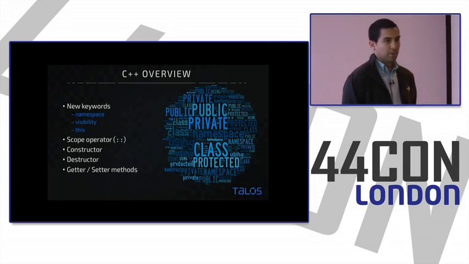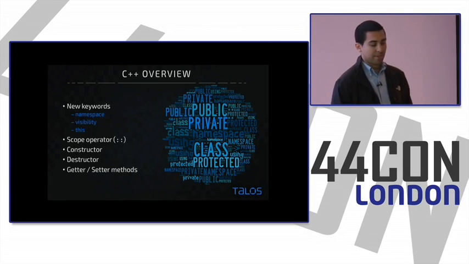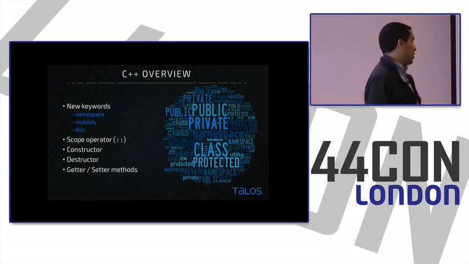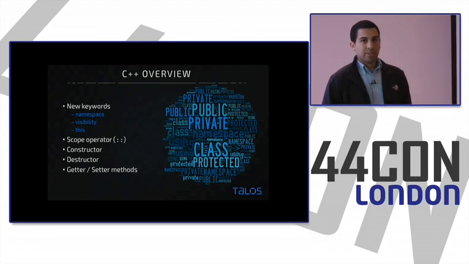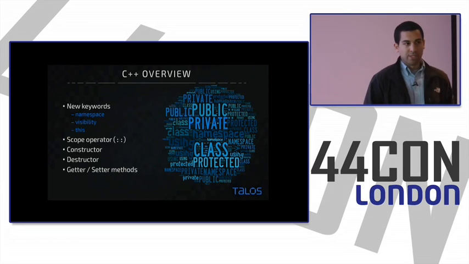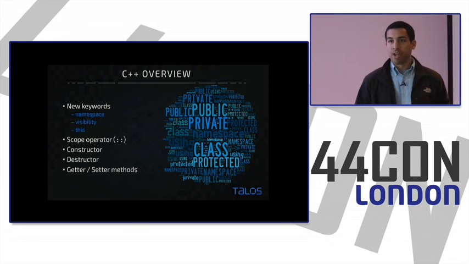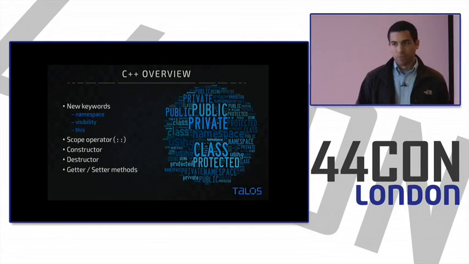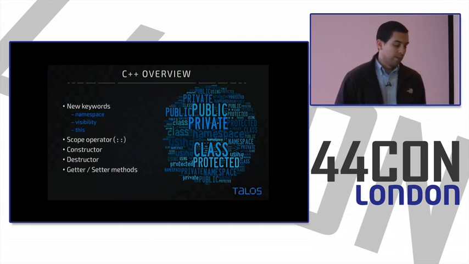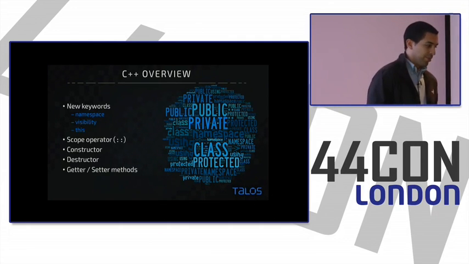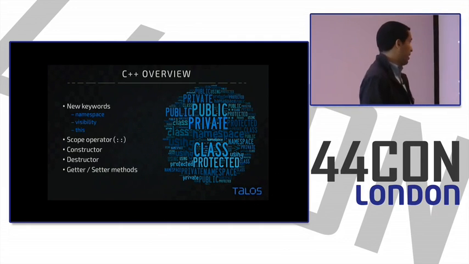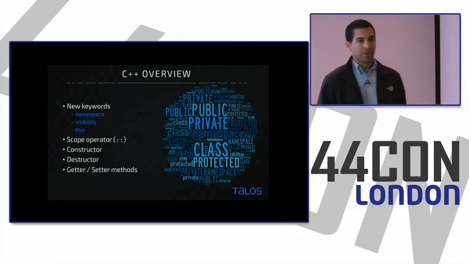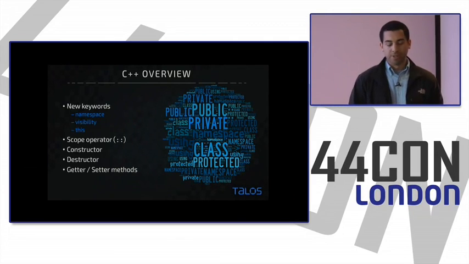We have a couple of new keywords. There are many new keywords, but the ones we're going to focus on are namespaces. We're going to focus on visibility issues, and those are private, public, protected, and also the this keyword. When programming, we have the scope operator. We also have constructors and destructors, and getter and setter methods. So for all those that have done Java, pretty simple, pretty basic, no problem whatsoever.